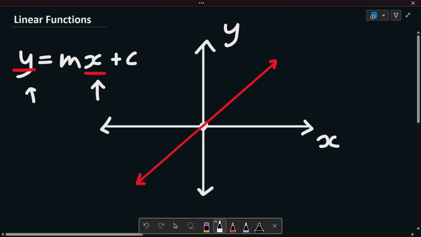So we input our x value from the x-axis over here, and then we get our output, which is our y value, which is going to be over here on the y-axis. Or we can do the opposite. We can actually just input the y value into our equation, and then we can get a specific x value.